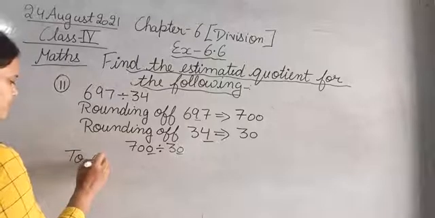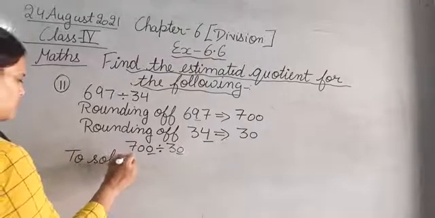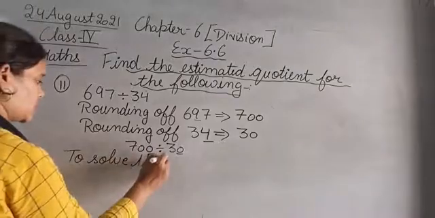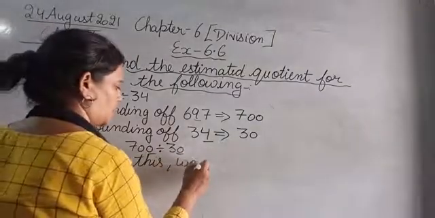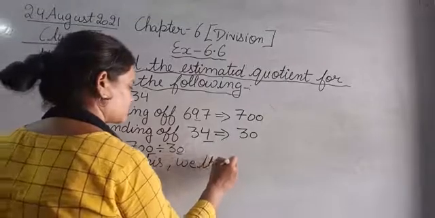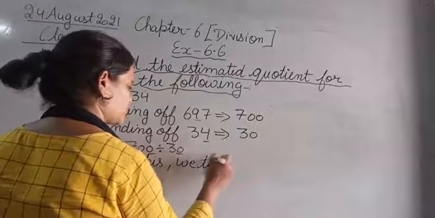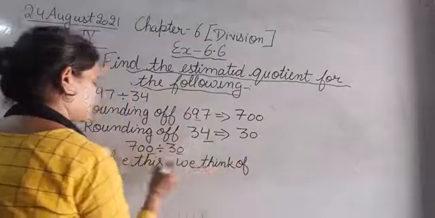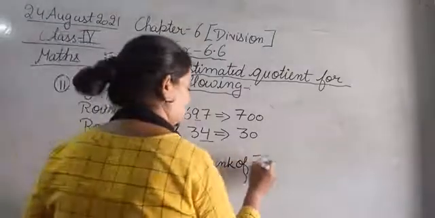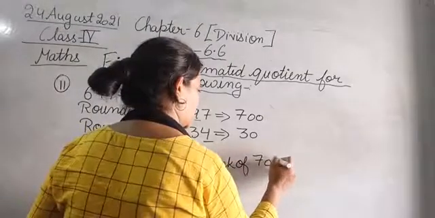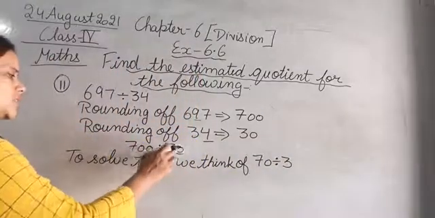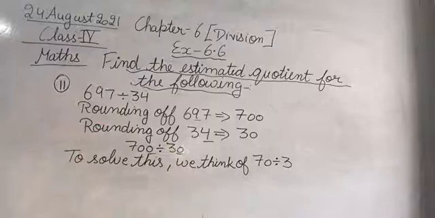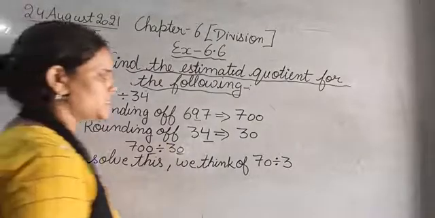To solve this, we think of 70 divided by 3. Cancelling one 0 from both, this will become 70 and this will become 3. To solve this, we think of 70 divided by 3. So let's divide it.